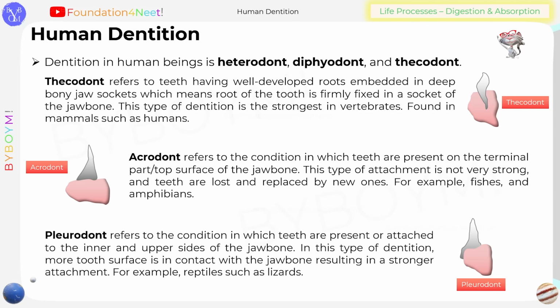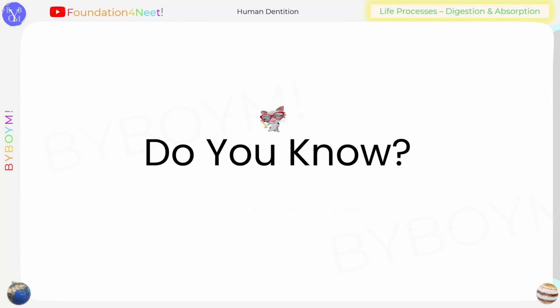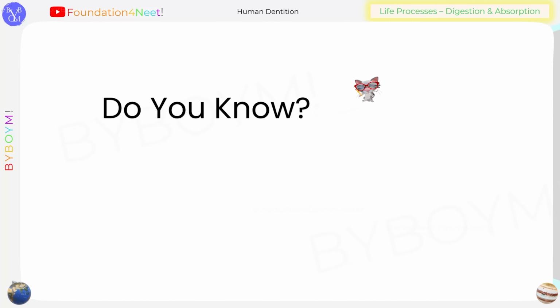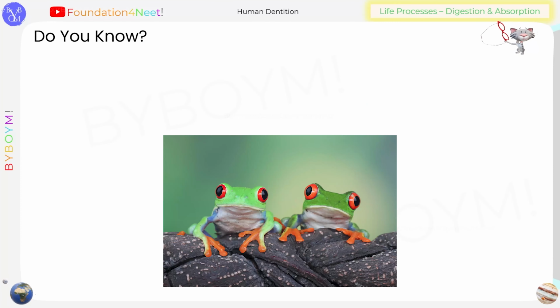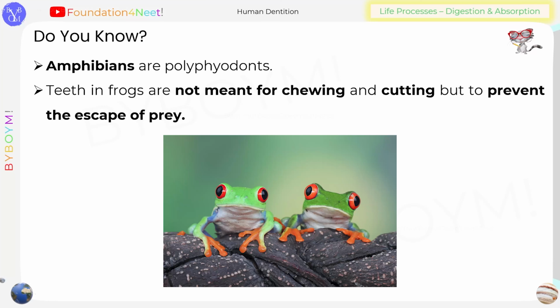Now this was the dentition that we were talking about. Would you like to know some more interesting things? So let's move on to Do You Know. What is the first thing in Do You Know that we are going to discuss? I would like to tell you that amphibians are polyphyodonts. Sir, we have already done that. The teeth in frogs are not meant for chewing and cutting. Then what is the purpose of their teeth? Their purpose is to prevent the escape of prey. Now this is very interesting.